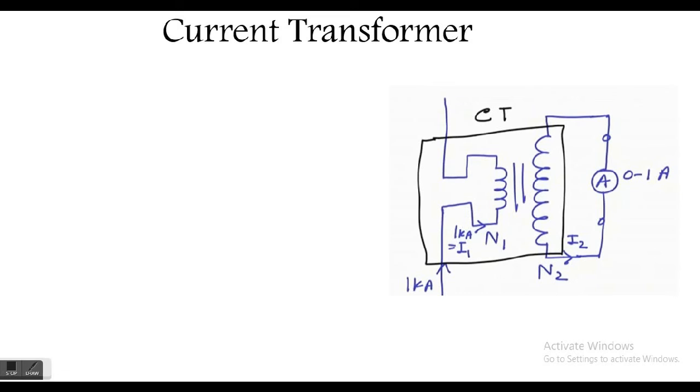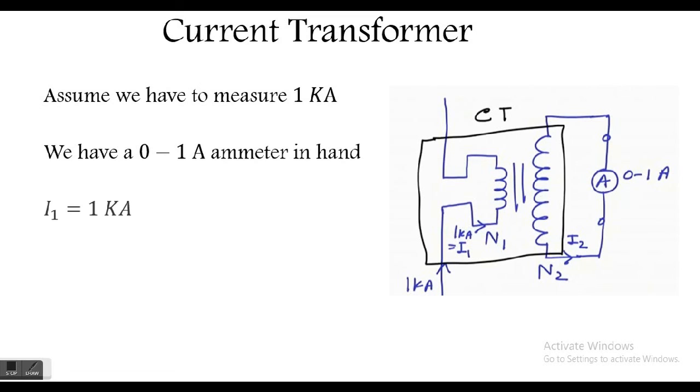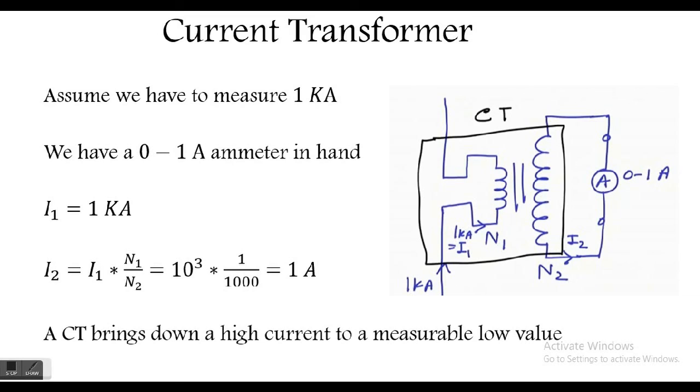So yes, we saw this. In this case, we will call this transformer a current transformer. At the primary side, it carries 1 kiloampere current, and at the secondary side, we have a low range ammeter of 0 to 1 ampere. If I1 is 1 kiloampere, I2 will be given by I2 equals I1 into N1 by N2. If we choose N1 as 1 and N2 as 1000, we will get I2 as 1 ampere. So eventually the CT brings down this current value so that we can measure it with a low range ammeter.